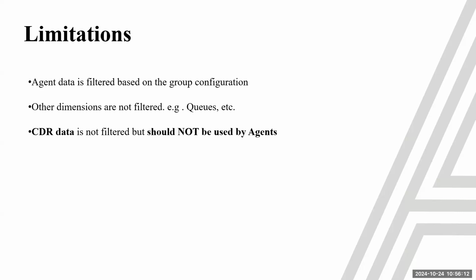Queues are not going to be filtered, for example. That's why you're going to be able to find several times support and sales on real-time reports. And one really important thing is that the users aren't supposed to see the CDR information, contact detail report information. This is something that is enabled, okay?